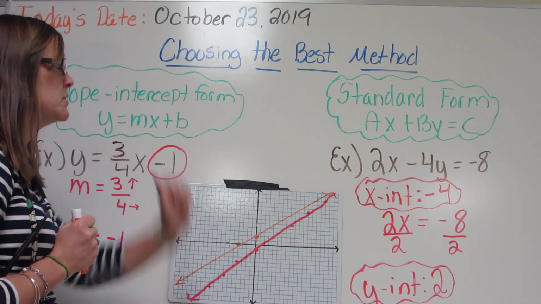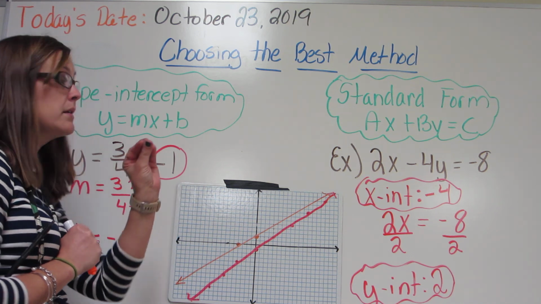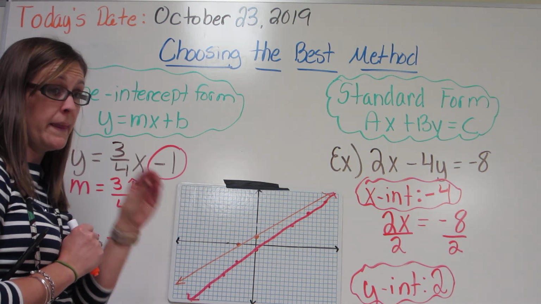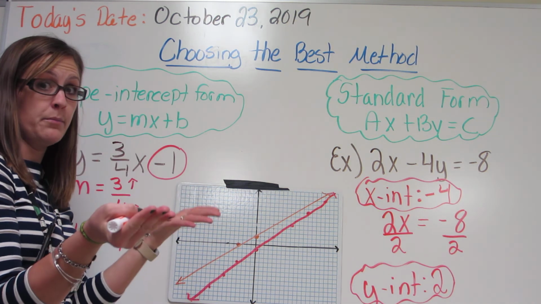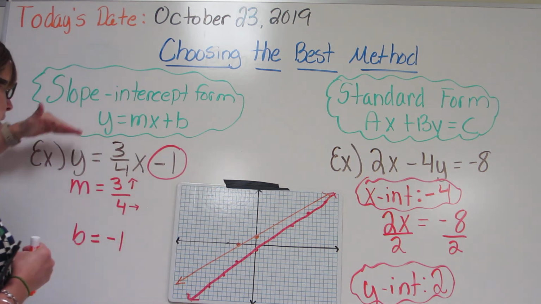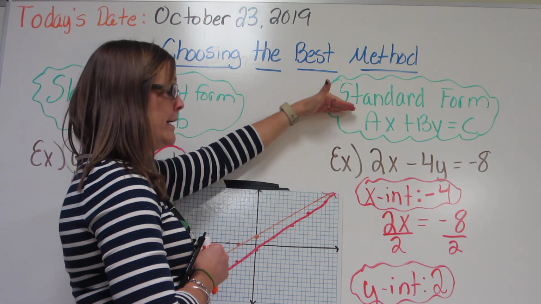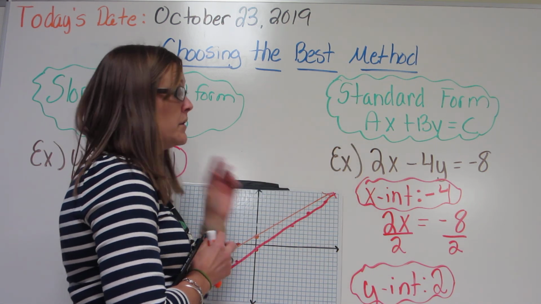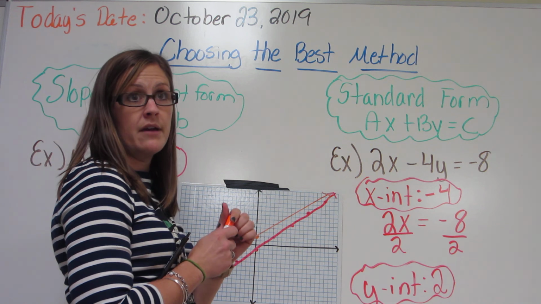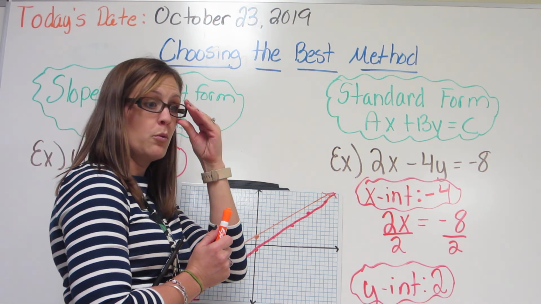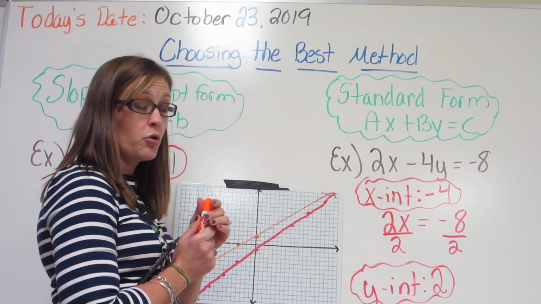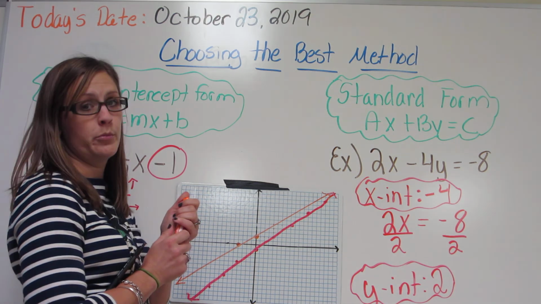Okay, so choosing the best method. First identify what form it's in. That's important. If x and y are on opposite sides, it's slope-intercept, use this method. If x and y are on the same side, it's standard form, use this method. There's one more form of an equation I haven't spoken with my students about yet, so I will post a video about that form and how to graph it a little bit later.